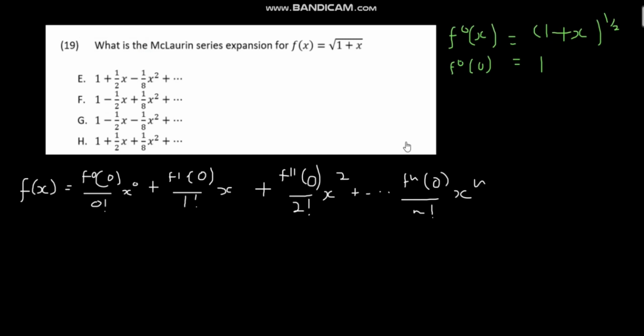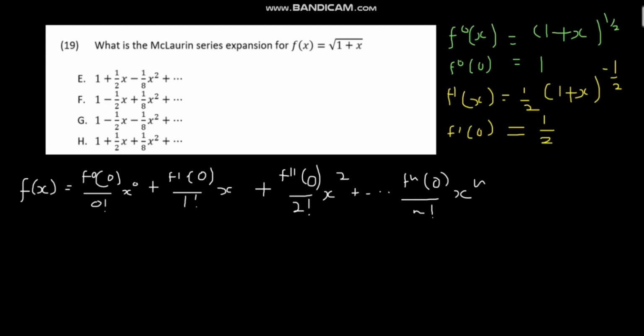Now let's find the second one. For the second coefficient of x, you have to find the first derivative of the function, that will be f prime of x. Applying the chain rule here, this will be equal to 1 over 2 multiplied by 1 plus x to the power minus half. So the first derivative of the function at 0 will therefore be equal to 1 over 2.